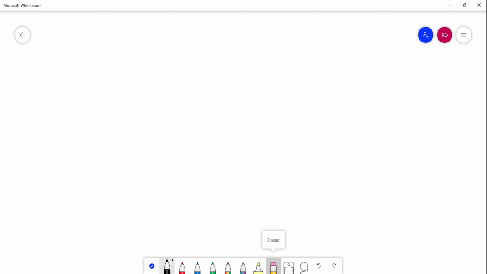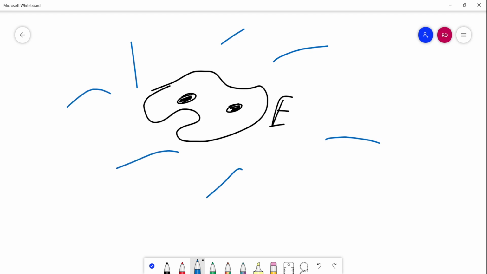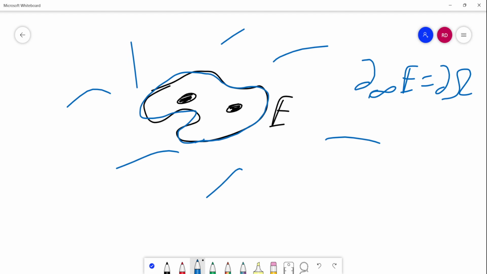The idea being that if this is E down here with holes in it, doesn't have to have holes in it, but it could, but omega does not have holes in it. Omega is everything out here. Then the boundary of omega is also the boundary of E, the outer boundary of E. So I've been switching between these. Del infinity of E equals del omega. They're the same thing.